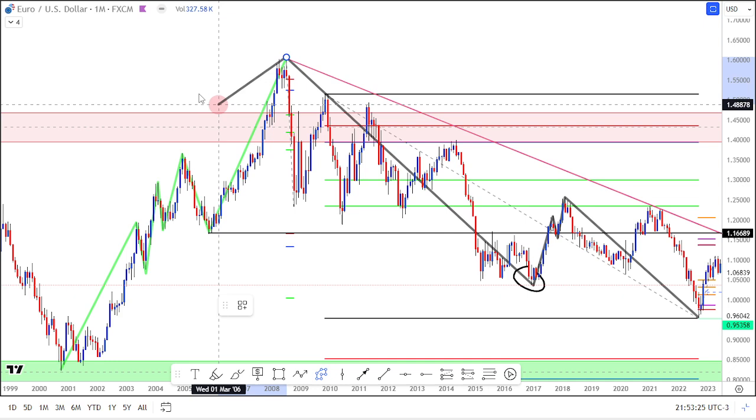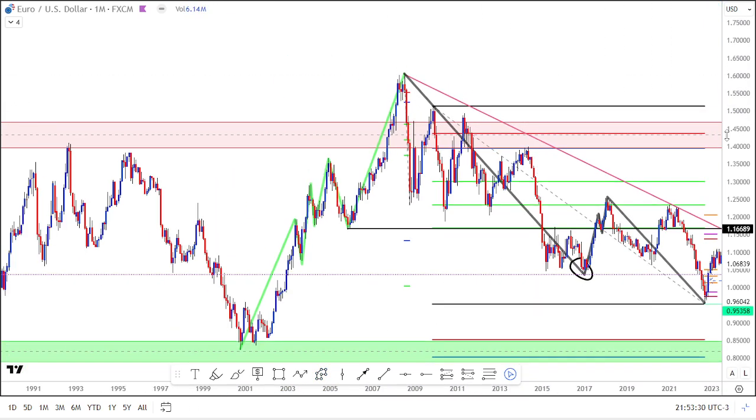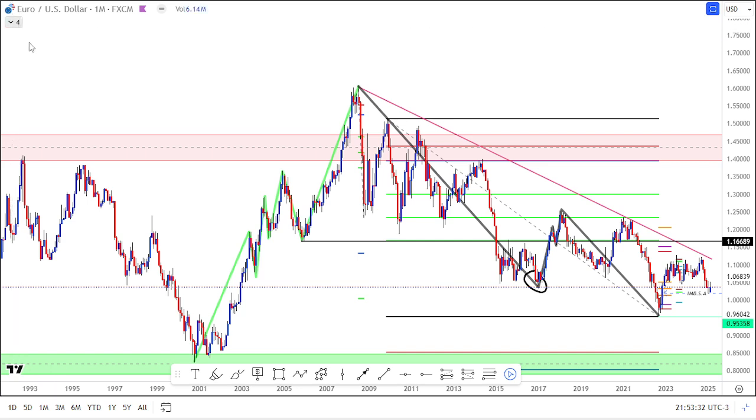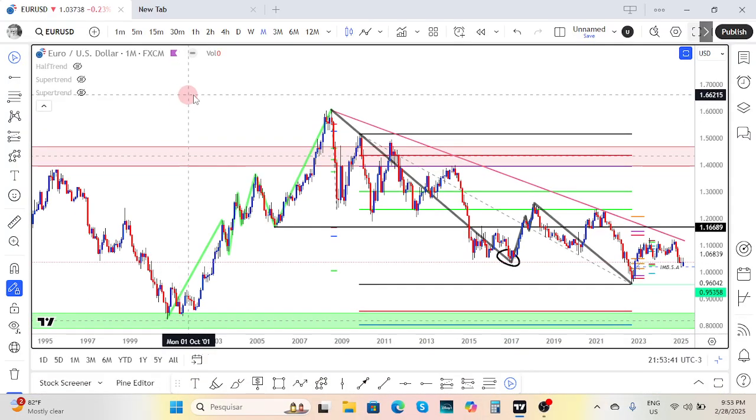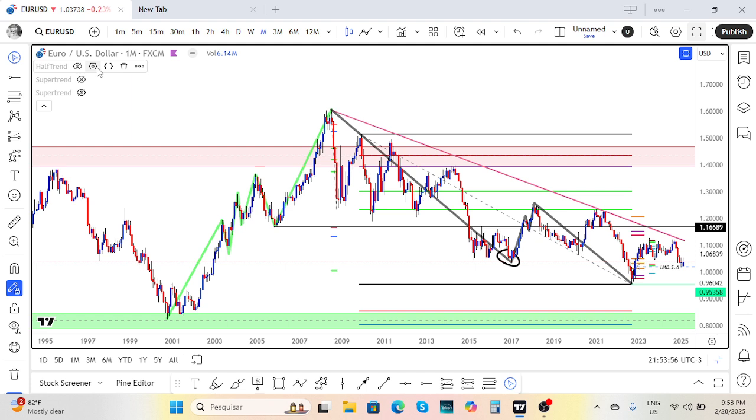So for some of you, in case you are finding it difficult to get familiar with it, I can help you. There is an indicator that actually helped me, so I'm going to show it to you guys right here. It is called double zigzag. You want to have double zigzag, so I'm going to take this.